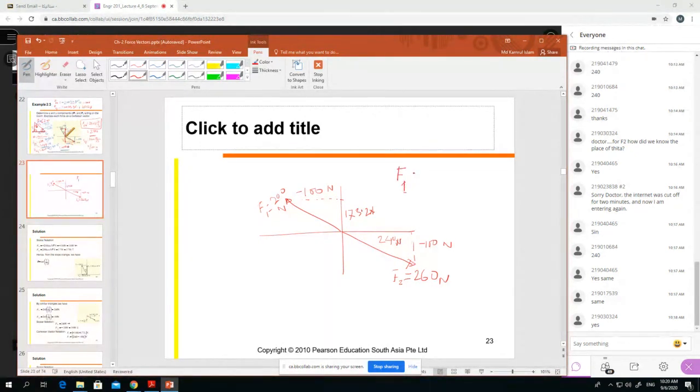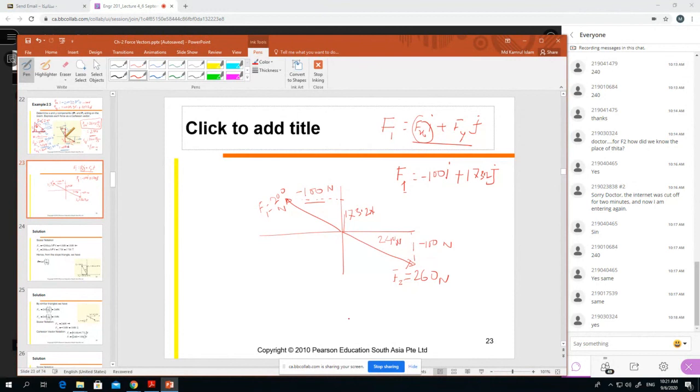Okay, so they asked us to write down the Cartesian vector. So F1 equal to what can we write? Previously we learned F1 equal to Fx i plus Fy j. Remember, we learned this, right? Similarly, we can write the formula for F1. So Fx equal to minus 100, and Fy equal to plus 173.2 into j, right? So they ask us to write the Cartesian vector.